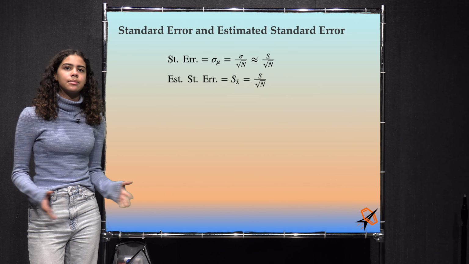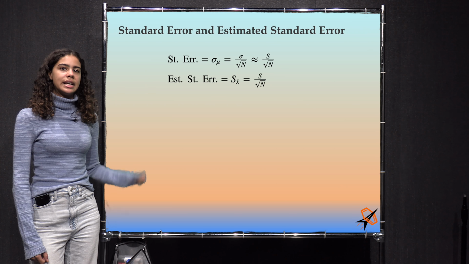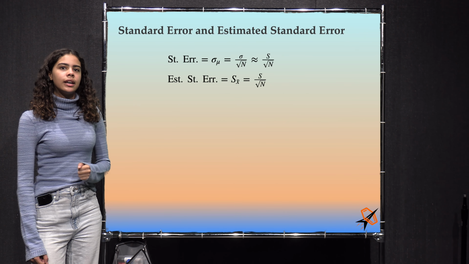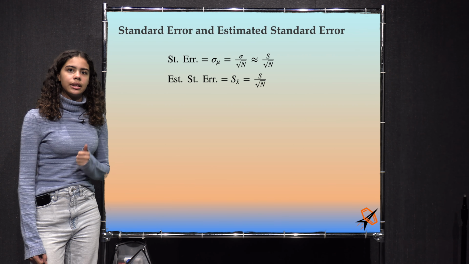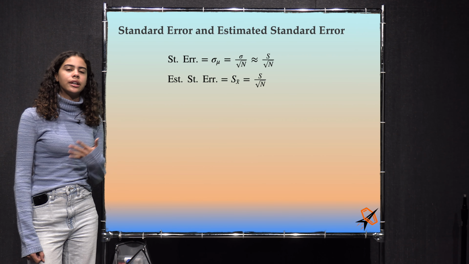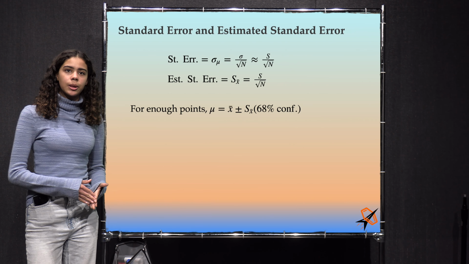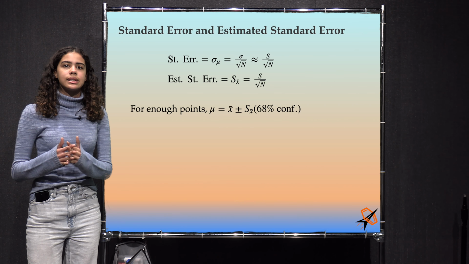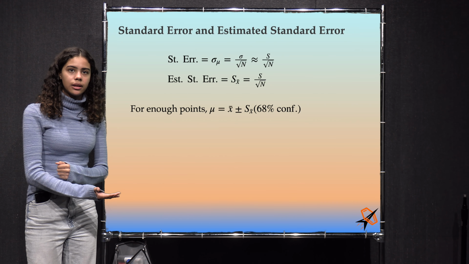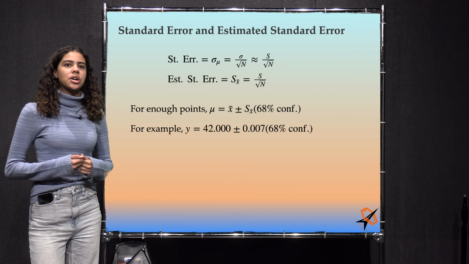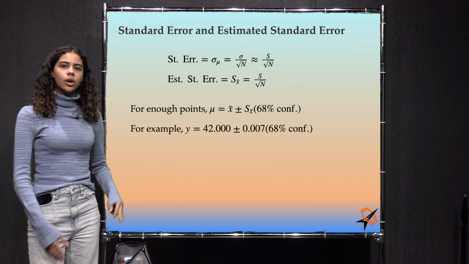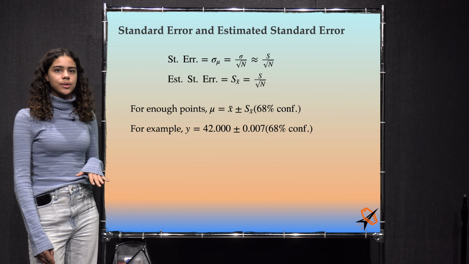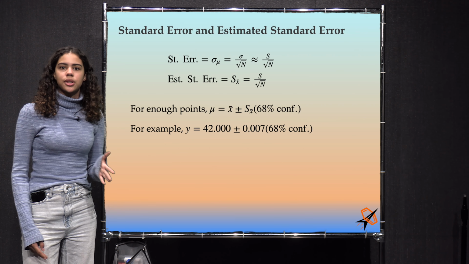So, we'll use the estimated standard error, calculated as s divided by the square root of n, with the symbol s sub x bar. If the uncertainty in our mean is distributed in a Gaussian fashion, then if we, in our serial sampling, took enough measurements, the true mean has a 68% chance of being within plus or minus the standard error of our sample mean. We typically write this out as a confidence interval. For example, we are 68% confident that the true mean is within plus or minus 7 thousandths of 42.000.